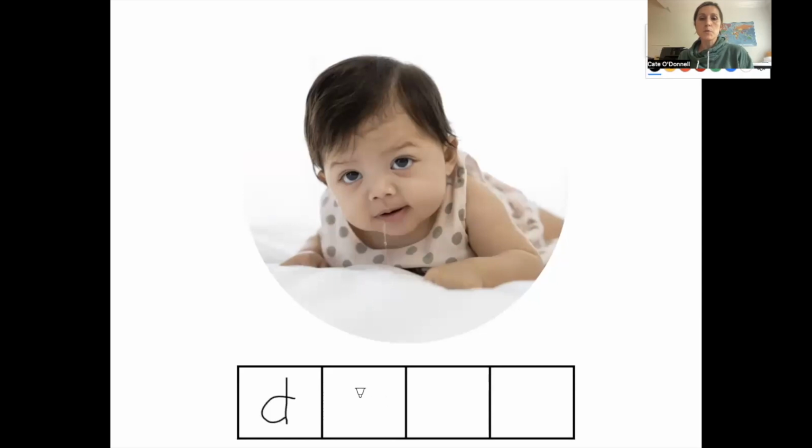D, what letter makes the sound? The letter R. What's the next sound in drool? Ooh. O-O. And what's the last sound in drool? Ol. What letter makes the ol sound? The letter L. Awesome job.